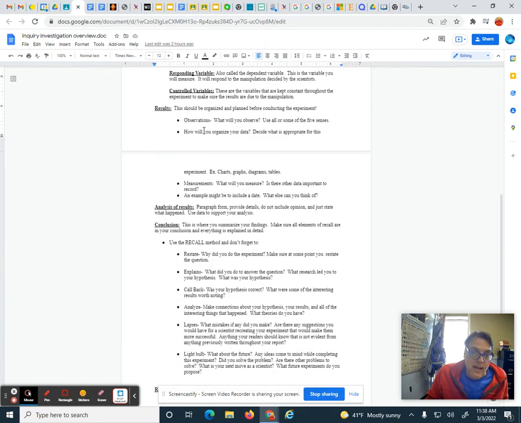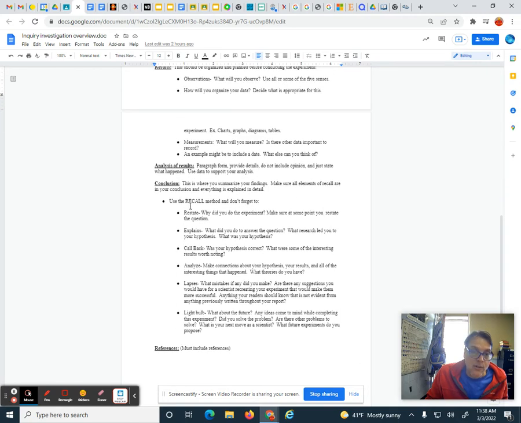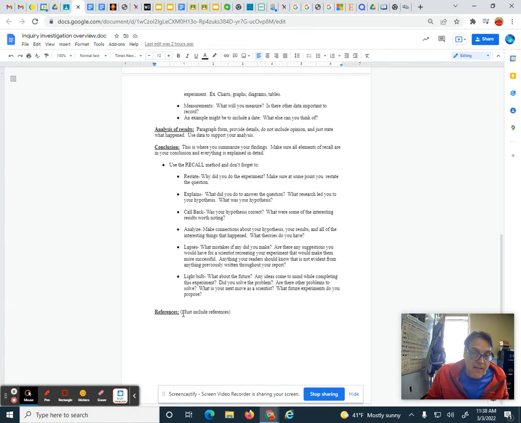The results section, you have to think about what you're going to observe, how you're going to collect data. Basically, you're going to have a data table, and you're going to have a graph, and then you're going to have another section, which is your analysis of results. It's going to be a brief paragraph that's going to explain the important data or trends in your experiment. Your conclusion's going to use recall, which is restate, explain, call back, analyze, lapses, and light bulb. So all of those things have to be in your conclusion. And then the references, you have to include references.